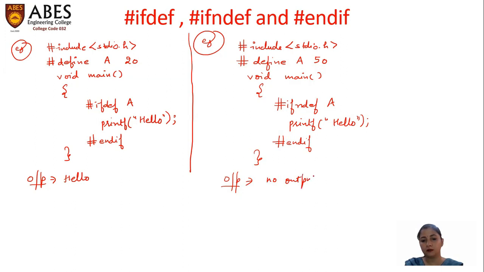Nothing will be printed. If I had not defined this macro A, then the output would be hello, because with #ifndef we check whether macro A is defined or not. As macro A is not defined, this printf statement will be executed and the output will be hello.